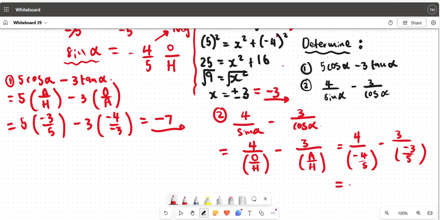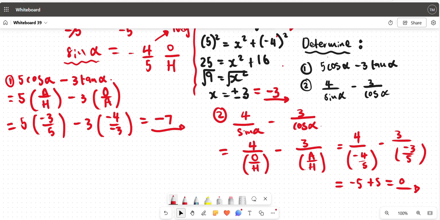And what I should be getting here is a -5. And what I should be getting in this case is a +5. So this ends up being a 0. Let me just double check that using my calculator. And so yes, 0 is the correct answer for that guy.